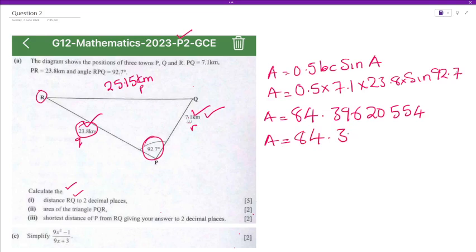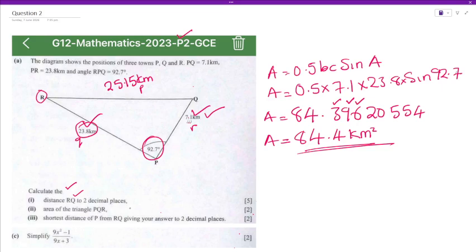84.3. Okay, so initially this 6 will round this one upwards, which comes to 10, and then this also gets rounded upwards, so it's going to be 4. It's the same as 4.0. So 84.4. What unit are they using? Kilometers. So this is area, it becomes kilometer squared.